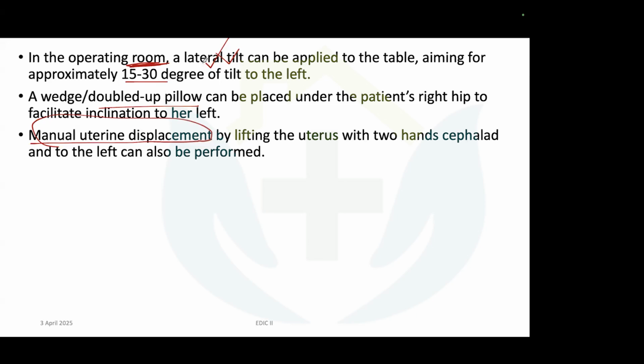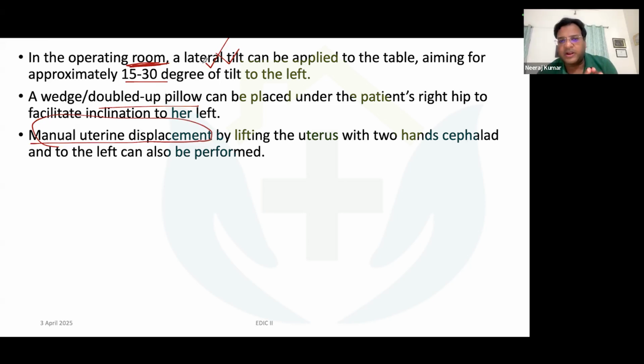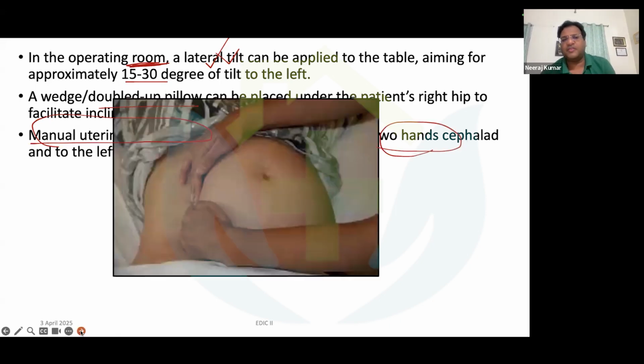So you can have manual uterine displacement as well by lifting the uterus. How do you lift the uterus? By utilizing your two hands, two hands cephalad and to the left can be performed. So in this diagram you can see how these two hands have been used, and this lateral uterine displacement is applied to this patient only for preventing this supine hypotension syndrome. So these are the methods that can be utilized while you are attempting STEM type questions. Now coming to the next part.